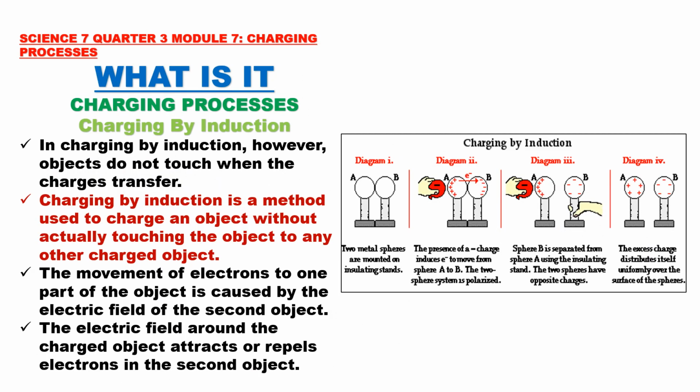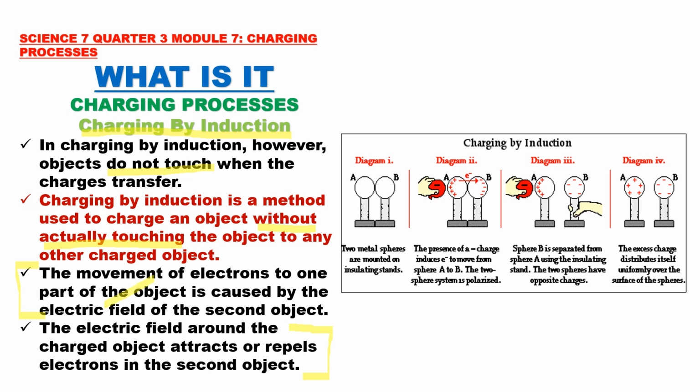The third type of charging process is called charging by induction. In charging by induction, objects do not touch when the charges transfer. Charging by induction is a method used to charge an object without actually touching the object to any other charged object. The movement of electrons to one part of the object is caused by the electric field of the second object. The electric field around the charged object attracts or repels electrons in the second object.